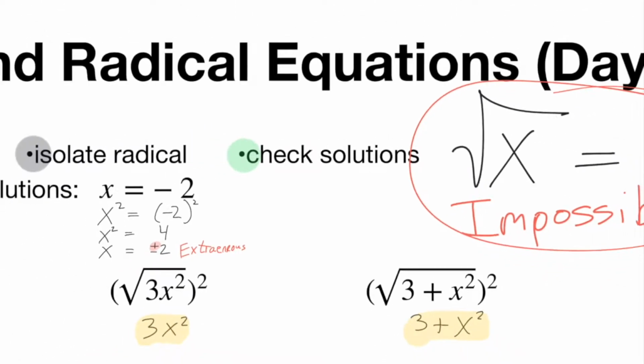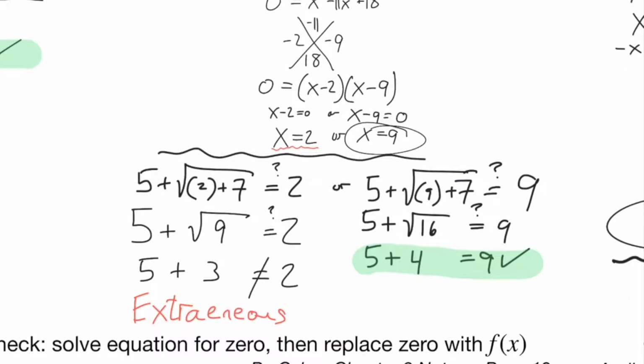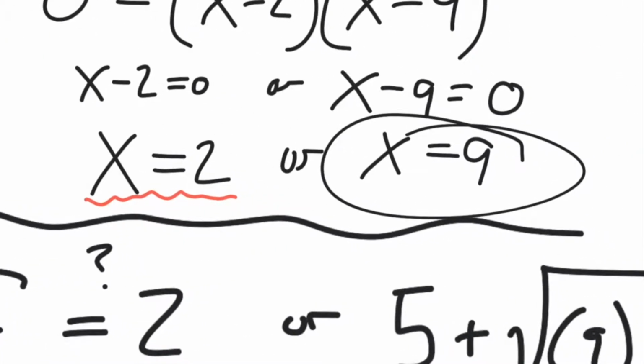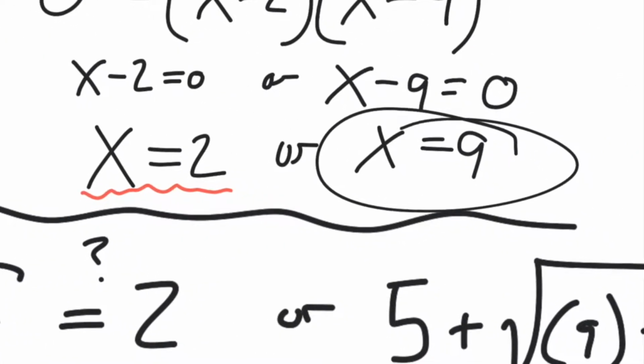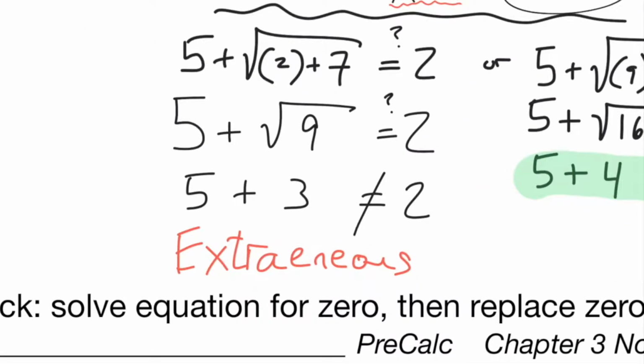And then here, you are going to need to check your solutions. Algebraically, we're going to be required to eliminate extraneous solutions. Like you can see here, at one point, I think that we've got two different answers. I think that the answer is x equals 2, or it also could be x equals 9. But when you check it out, actually, it doesn't even work.